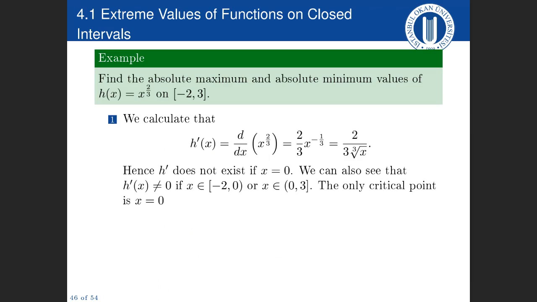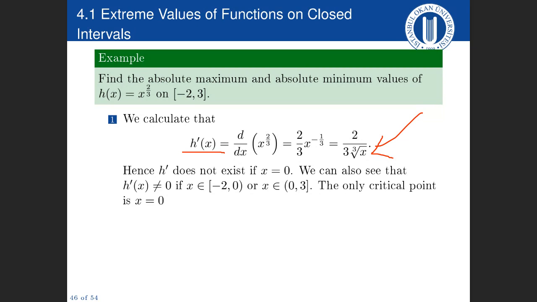Find the absolute maximum and absolute minimum values of h of x equals x to the power 2/3 on the closed interval from -2 to 3. Step 1, let's look for critical points. To start with, we differentiate h, and we get the formula h prime equals 2 over 3 cubed root of x.